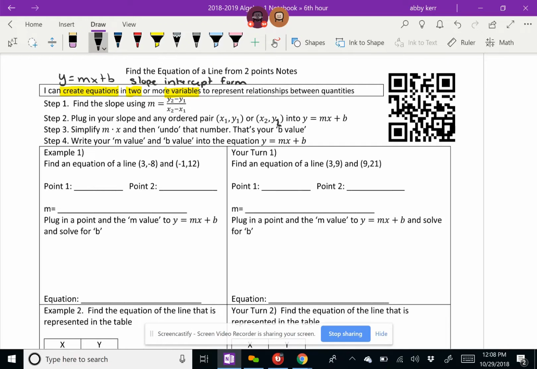From there, we're going to find the slope, just like we're used to. We're going to plug in a slope and any ordered pair into y equals mx plus b. Simplify the m and the x, and then undo that number. And then create the y equals mx plus b equation. So here it says (0.1) and (0.2). That's just another way of saying ordered pair.